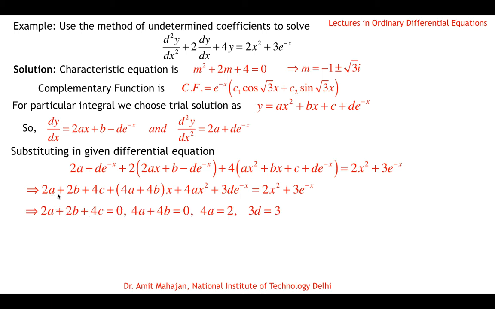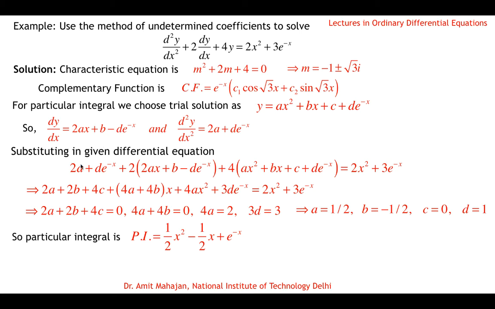Okay, so we equate on both sides the coefficients of the different polynomial terms and the exponential function, and immediately we can calculate d as 1 and a as half. Putting a as half, we can calculate b, and then a and b can be substituted to calculate c. Immediately you get a is half, b is minus half, c is 0, d is 1. Then we substitute all these values back in the trial solution, so we have y, which is the particular integral.